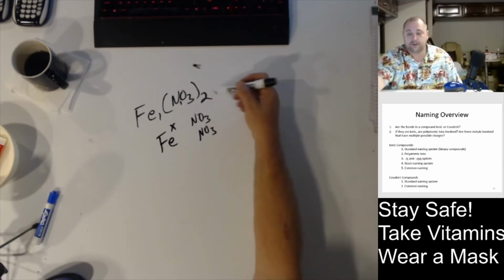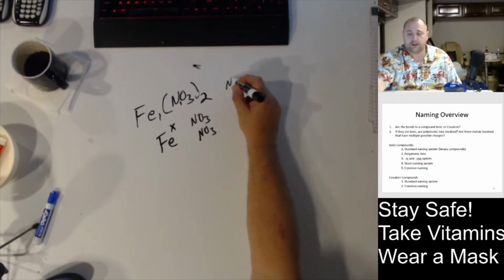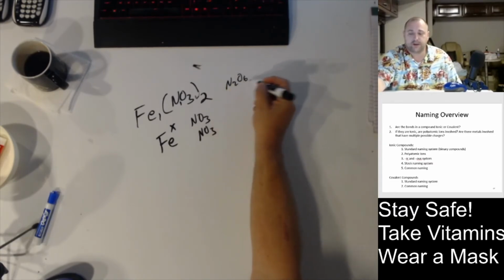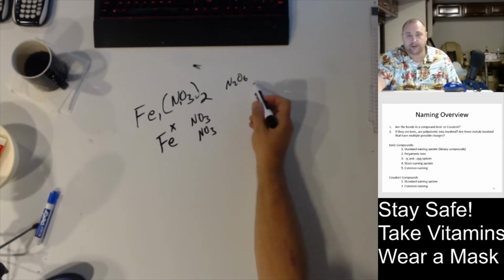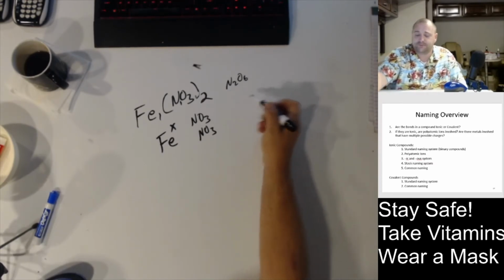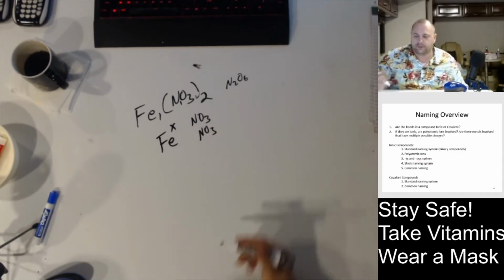Now, if I didn't have the parentheses, this 2 out here would be confusing. Even if there wasn't this 3 here, you might say that it doesn't distribute to the 2. Now, why did I not write N2O6? Because that loses this information that it's 2 of these. If I look on my list, I'm not going to find N2O6. All right. Fe with NO3.